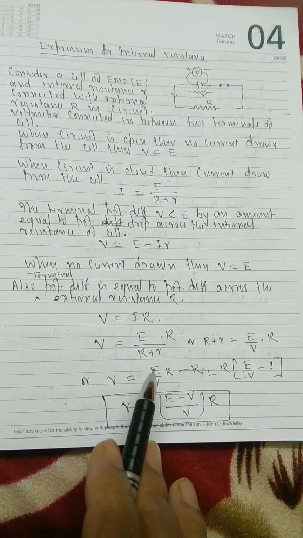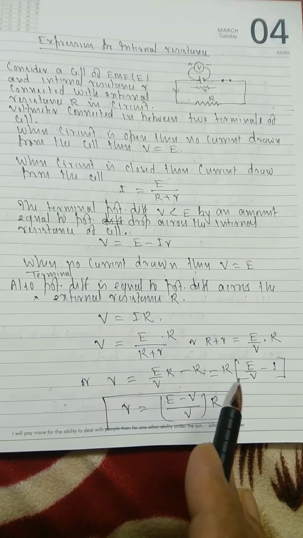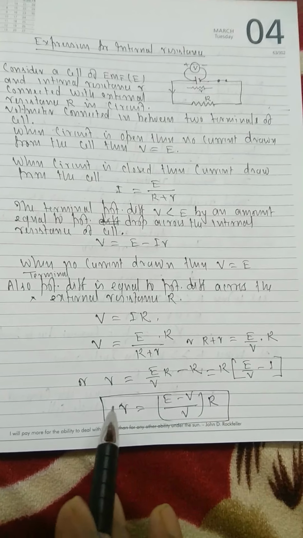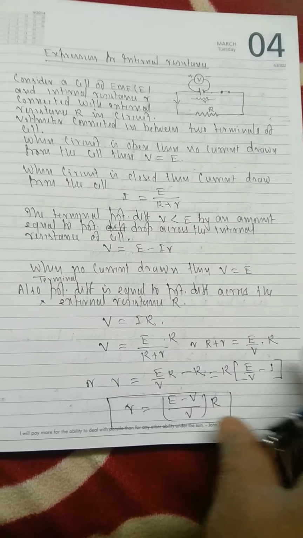So r equals E by V into R minus R. Taking R common, its value equals R into E by V minus 1. So a small r equals E minus V by V into R.